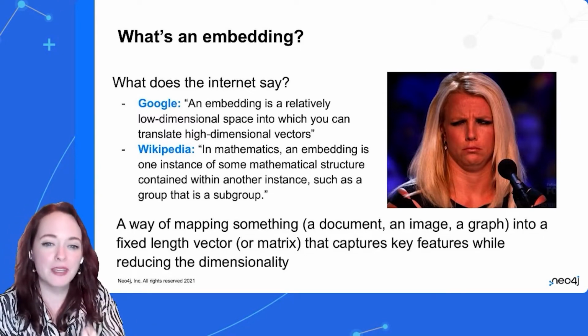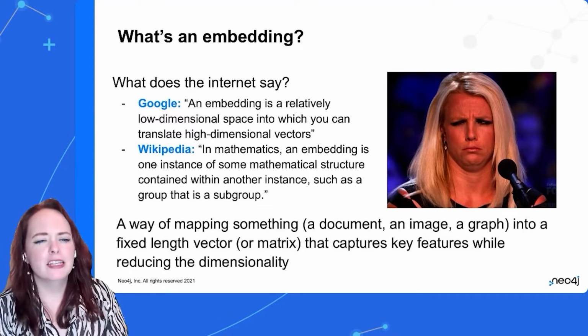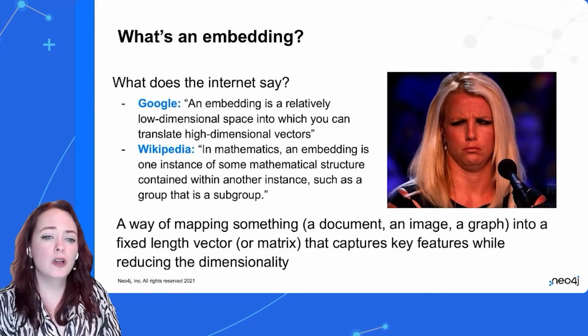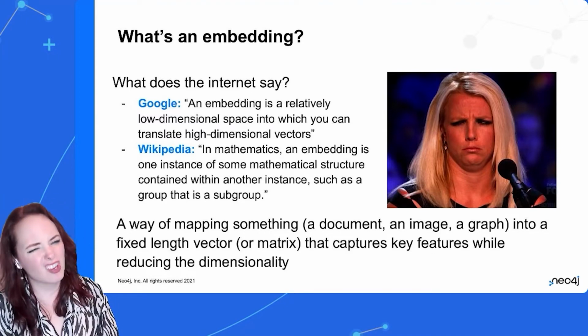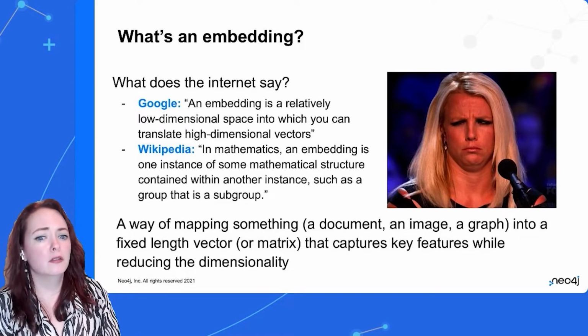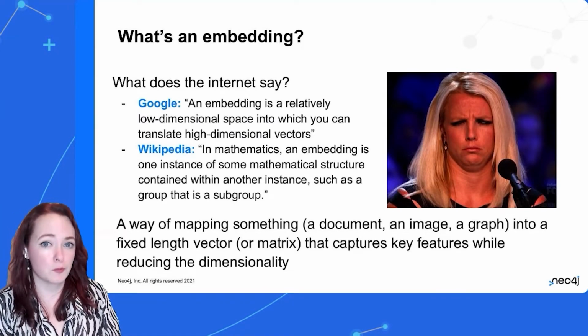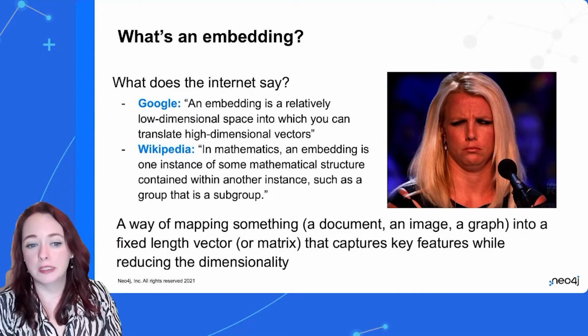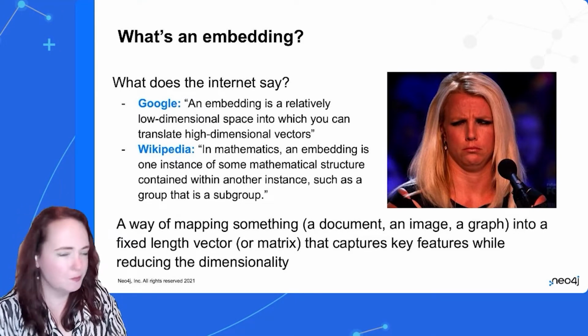Okay, Wikipedia maybe makes a little more sense. In mathematics, an embedding is one instance of some mathematical structure contained within another instance, such as a group that is a subgroup. I'm confused, Brittany's confused. What are we talking about?